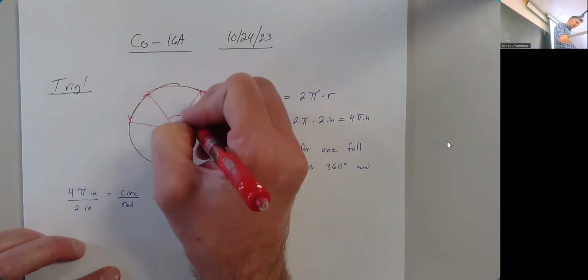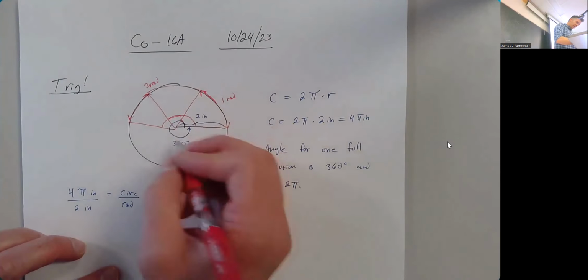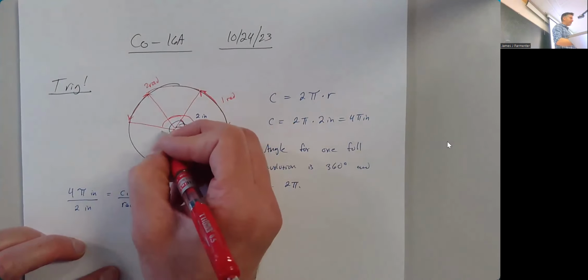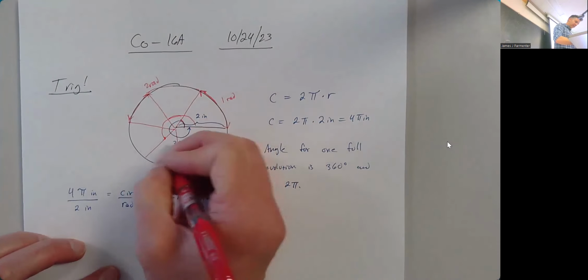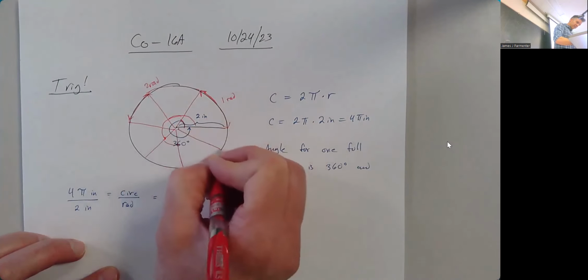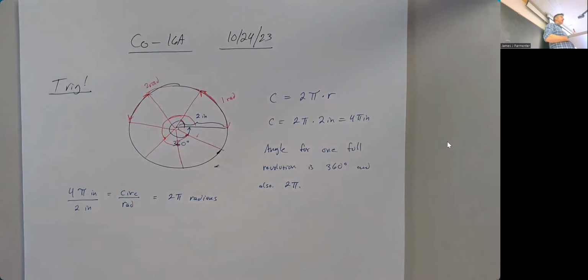This angle here is 2 radians. This angle here is 3 radians. And again, I know they don't all look the same. 4 radians, 5 radians, 6 radians, and a little bit more, about 6.28. So one full circle is 360 degrees or 2 pi radians.